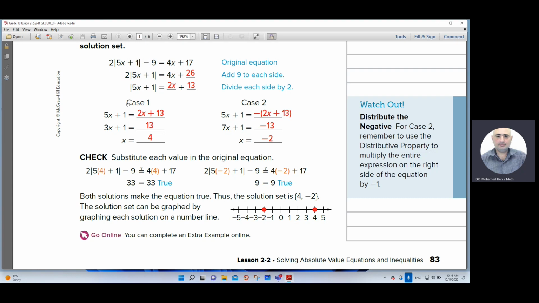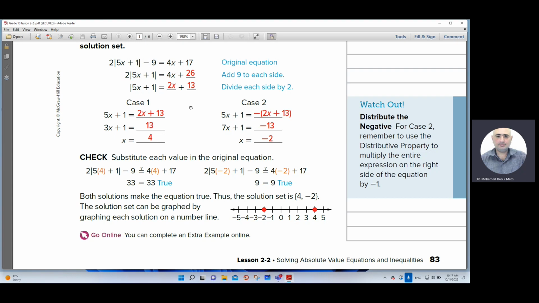Take the 2x to the first side, 5x minus 2x will be 3x. Then take 1 to the second side, then divide by 3, so the value of x will be 4.